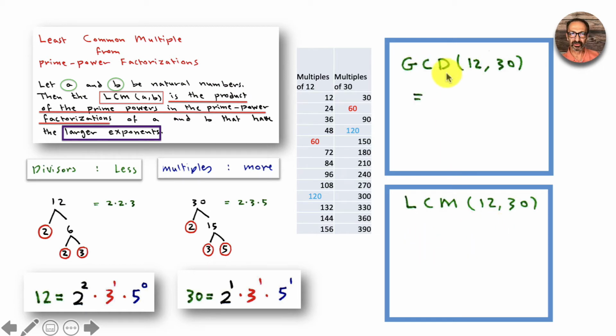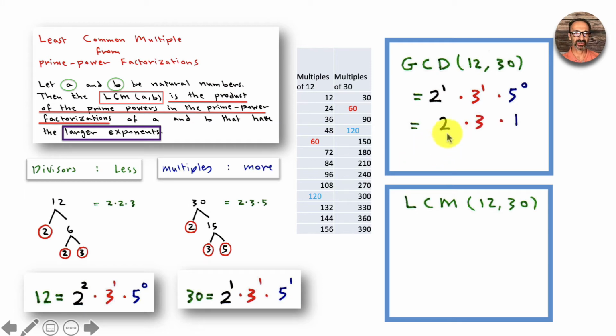So when you look for the greatest common divisor, we go for less. I'm not reading the whole thing from the previous slide, but let's go for less, looking at the 2s, 3s, and 5s. 2 to the second, 2 to the first, we go for 2 to the first. 3 to the first, 3 to the first, we'll go for 3 to the first. 5 to the 0, 5 to the first, we'll go for less, which is 5 to the 0.